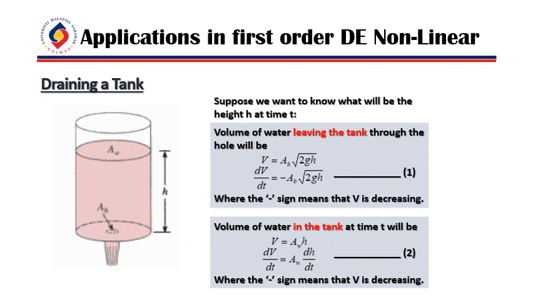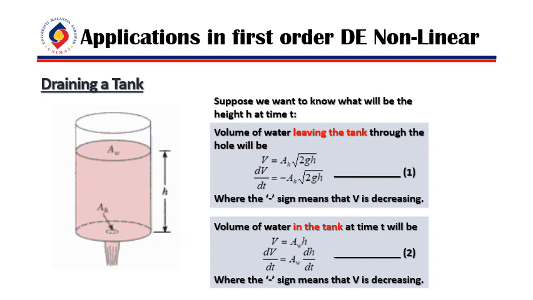The negative sign here means that V is decreasing, because the water is leaving the tank. A here is the area of the hole, so A sub h, and then square root of 2g h, where g is the gravitational acceleration and h is this one.